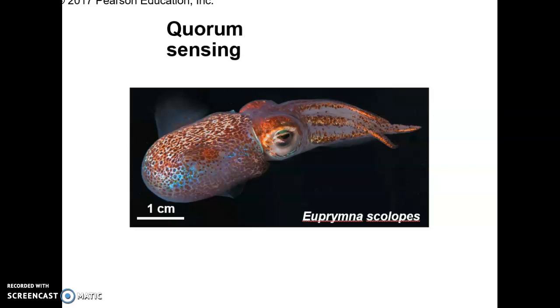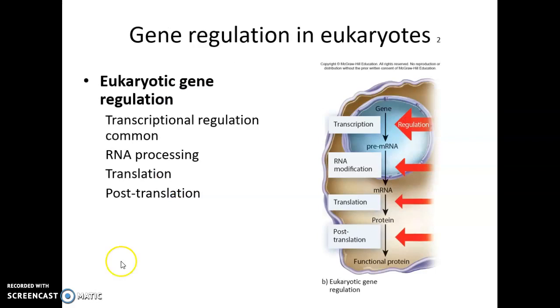Moving on to eukaryotes. Eukaryotes have a few extra steps, as I mentioned previously. They control for sure at the transcriptional level, but they also can control at this RNA modification. And in large part, that does not exist in bacterial cells. They also do more at the post-translational area.